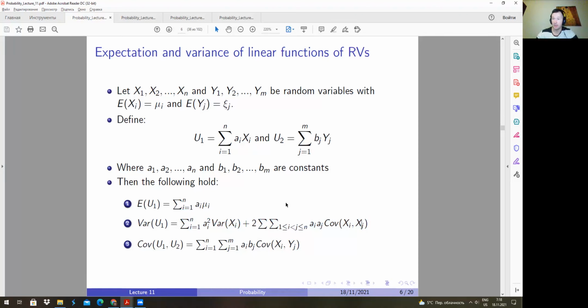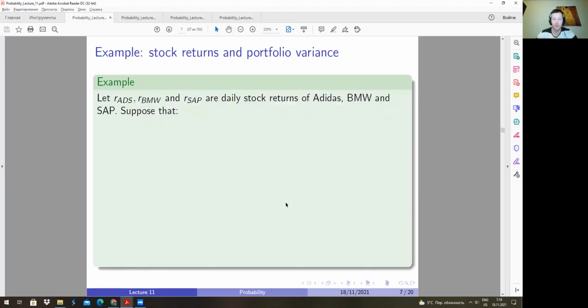So the most important thing is here, which has a very important practical application, for example, in finance. And that's what I will show you. Just yesterday, in the course of Applied Corporate Finance, we analyzed three stocks with students: the stocks of Adidas, BMW, and SAP. SAP is the German software producer.